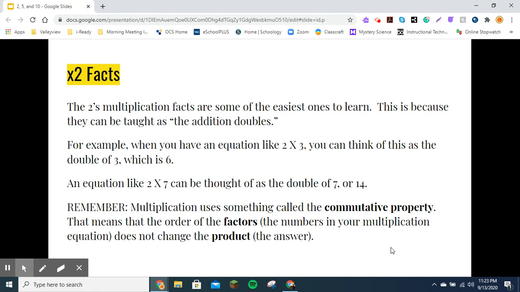Part of what I like to teach with this is some of the vocabulary that helps you. These are words you're definitely going to need to know in middle school, so that's why I try to review them here. So just want you to remember that multiplication uses something called the commutative property. That means the order of the factors, or the numbers that you're working with, doesn't really matter. For example, the 2 times 7, if you did 7 times 2, you still would have gotten 14, or as you see here, the product or the answer of 14. Same with 2 times 3. If you flipped it around and did 3 times 2, you still would have gotten 6. So keep that in mind.